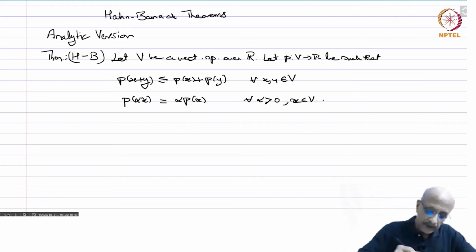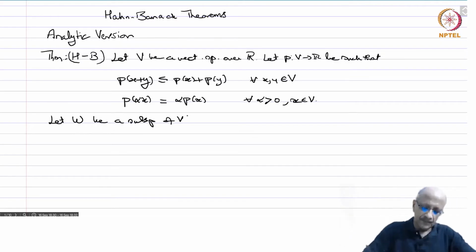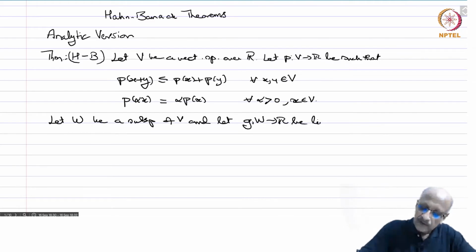Okay. Let W be a subspace of V, and let G from W to R be linear. So it is a linear functional, not necessarily continuous, because we do not have a norm or a topology as yet. This is just a vector space with a function mapping P. So let it be linear such that Gx is less than or equal to Px for all x in W.